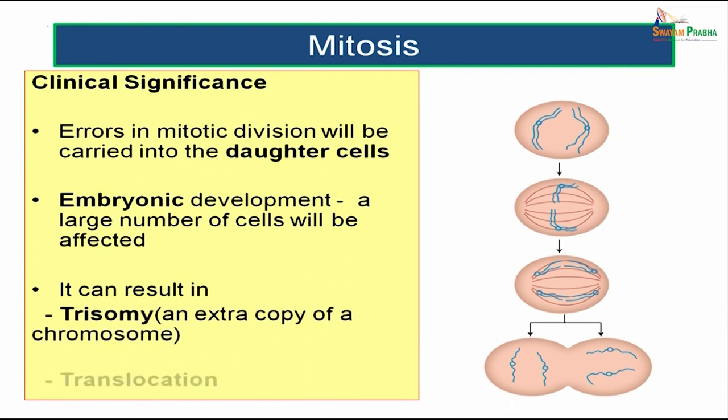It will result sometimes in an extra copy of a chromosome, which we call trisomy. There will be translocation, where some parts of the chromosome will be translocated, and sometimes there will be inversion. All these errors can happen.